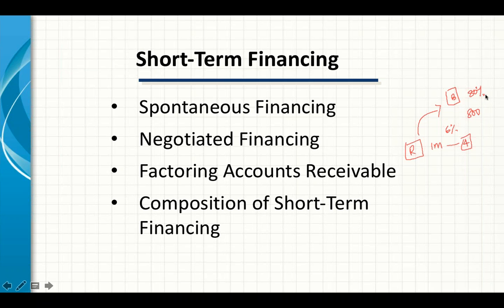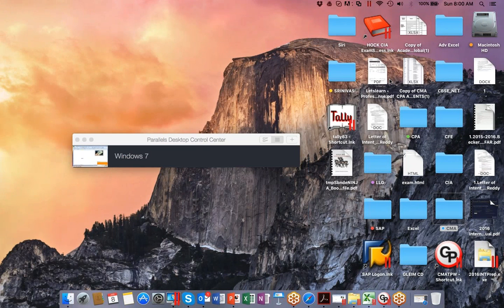So accounts factoring of accounts receivable, composition of short-term financing like bank overdraft, short-term loans, etc. Composition of short-term financing includes bank overdraft and short-term loans. Like different types of loans we have, short-term loans, etc.